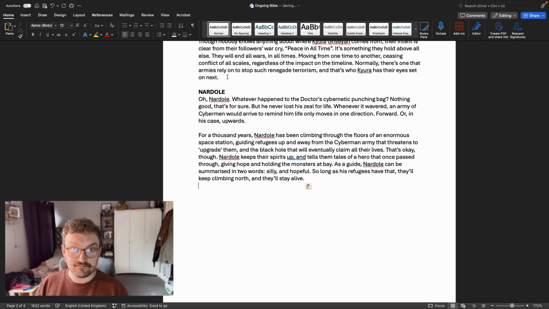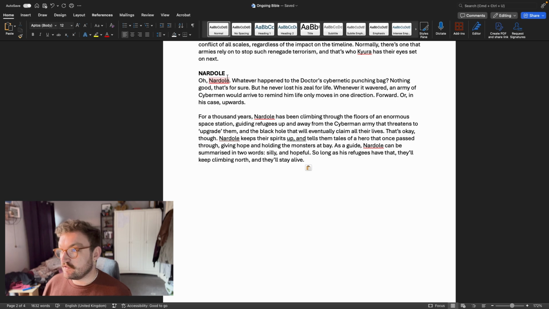This is Nardole. Oh, Nardole. Whatever happened to the Doctor's cybernetic punching bag? Nothing good, that's for sure. But he never lost his zeal for life. Whenever it wavered, an army of Cybermen would arrive to remind him life only moves in one direction, forward. Or in his case, upwards.